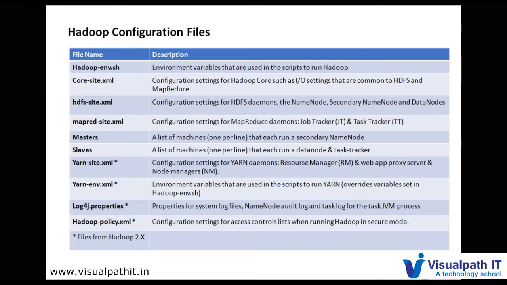And yarn-site.xml, and you can observe it, the last 4 lines are marked with stars. Stars mean those started from Hadoop 2.x onwards, not 1.x. Those last 4 files are not available in 1.x. Okay, and from Hadoop 2.x onwards, those have been implemented. So yarn-site.xml holds the configuration settings for the YARN daemons: resource manager, web app proxy server, and node managers. Those details we need to configure here.